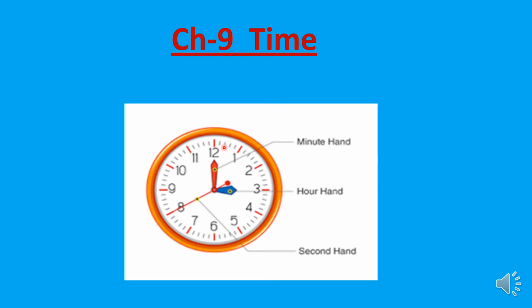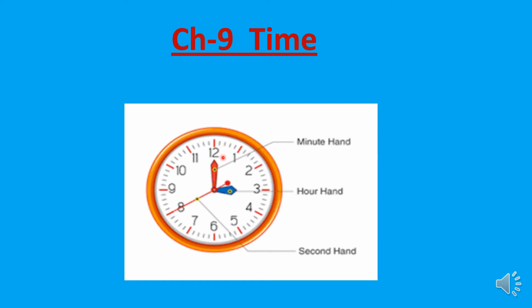Did you understand what I'm saying? There are 12 big divisions marked on the clock. The big divisions have 5 small divisions each. When the minute hand moves from one big division to the next, 5 minutes have passed. When the minute hand moves from one small division to the next, 1 minute has passed.